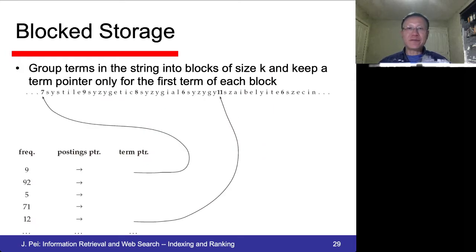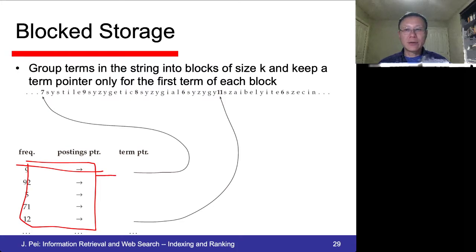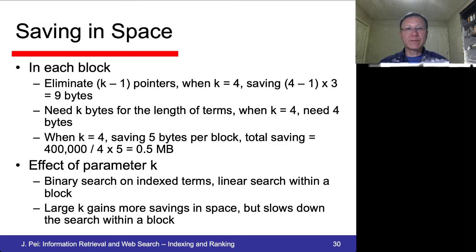We may even save more. We may do block storage, meaning we can group the terms in the string into blocks of size k and keep a term pointer only for the first term of each block. Essentially, we pack all the terms in this block into one block. We only have one pointer to go there instead of having all the pointers. That will give us further saving.